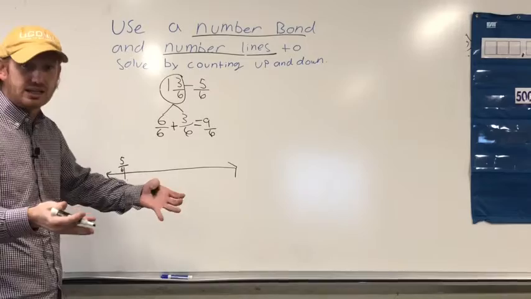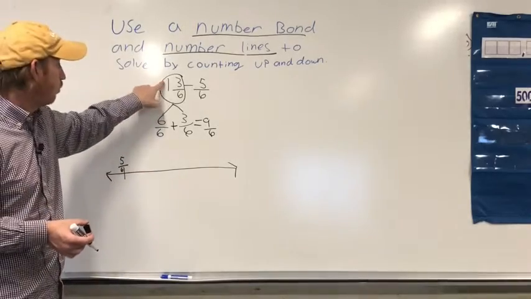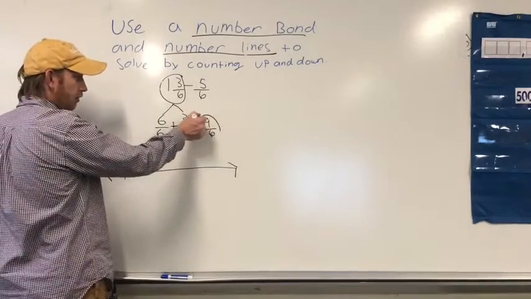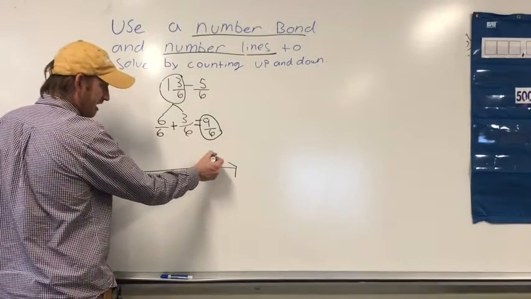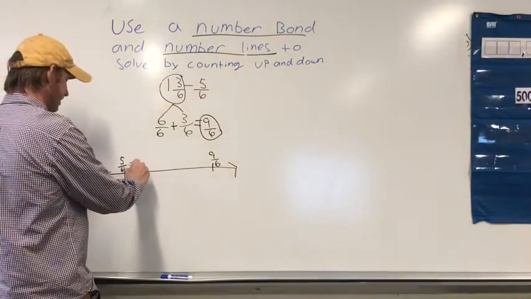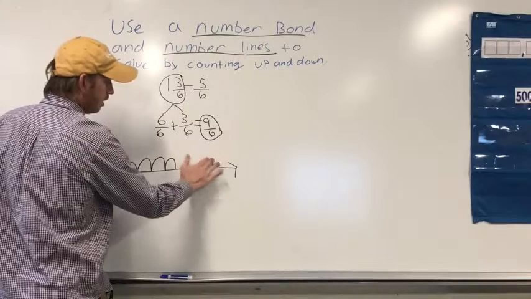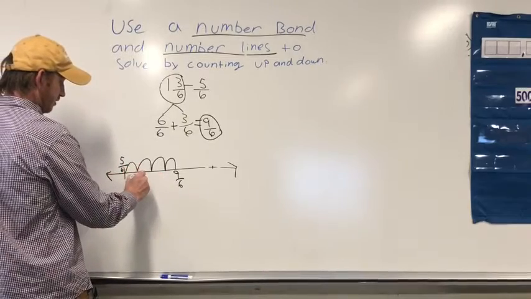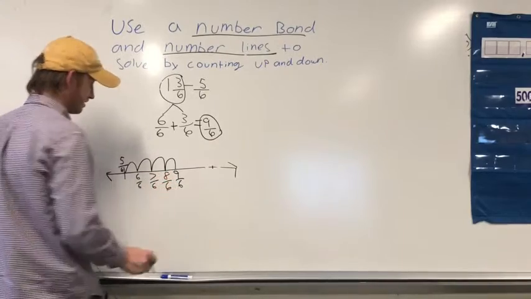So we're doing a lot of converting here, but all we've done is drawn 1 3/6 in different ways. We have 1 3/6. We have it broken down into a number bond, and we have it all together compounded. So now I know that I need to get to 9 over 6. And at this point I can just count. We have 5/6, 6/6, 7/6, 8/6, 9/6.